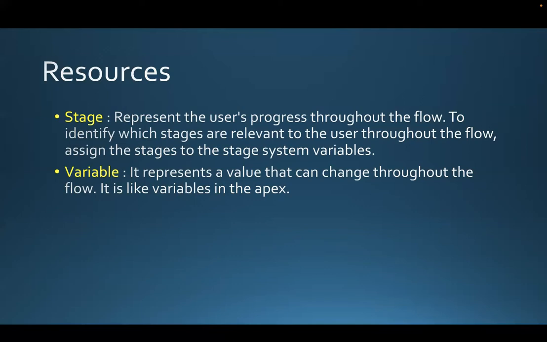Then finally, you have a variable. It represents a value that can change throughout the flow. It is just like a variable in Apex code, right, that we use. So a variable is a placeholder for a value you don't know yet, right? Every flow resource is a placeholder, but variables are the only resource that can change during the flow, hence the name variable, right? Using the assignment element, we can update the flow values. Okay, we can update the variable values.